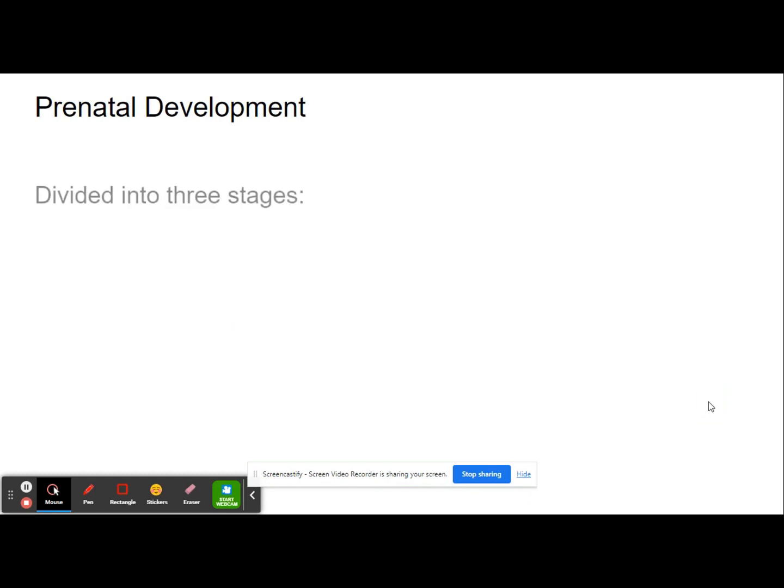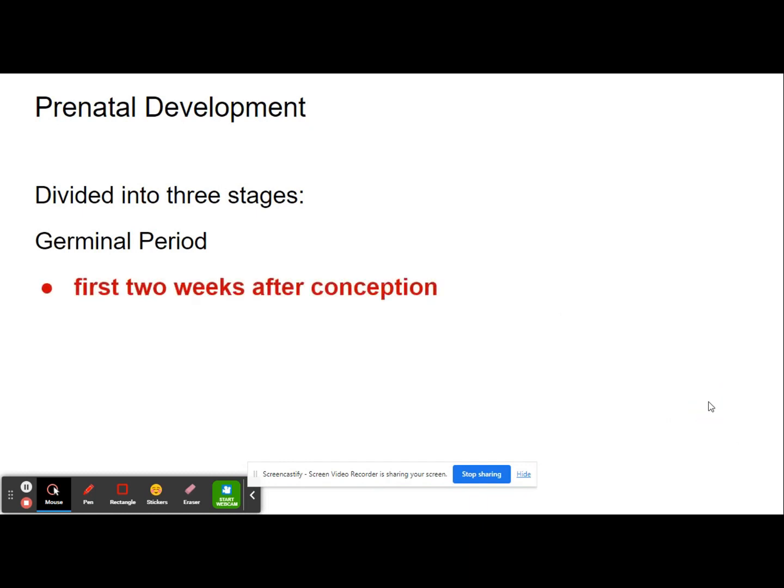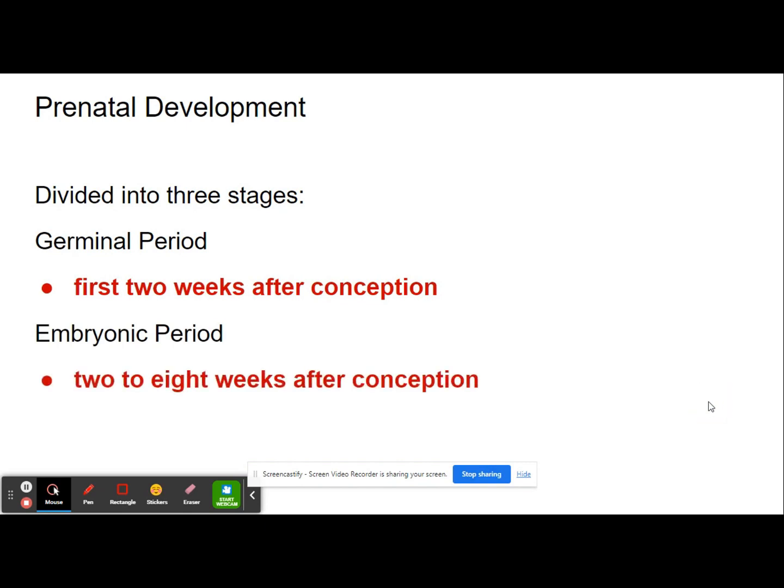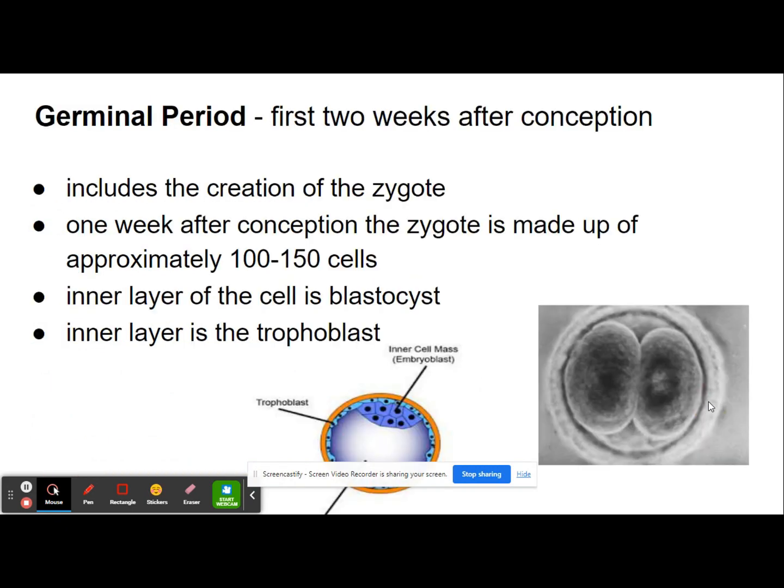Prenatal development is divided into 3 stages. There's the germinal period, which is the first 2 weeks after conception. There's the embryonic period, which is 2 to 8 weeks after conception. And then there's the fetal period, which starts at 2 months gestation. The germinal period includes the creation of the zygote. 1 week after conception, the zygote is made up of approximately 100 to 150 cells.